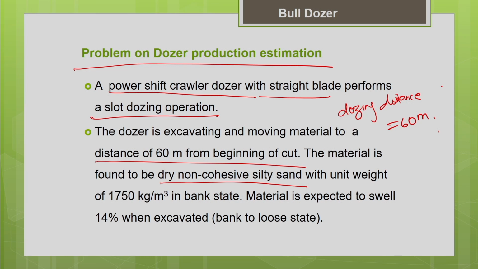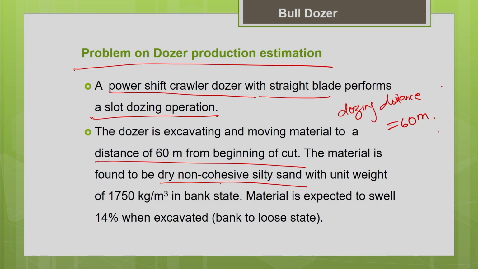The productivity of the bulldozer depends upon the type of the material. If it is cohesive material, it will be easy for the material to roll in front of the blade. In that case pushing will be easier and the blade will have a higher productivity. But in your problem, it is given as dry non-cohesive silty sand. This kind of material will behave like a dead material. It won't roll properly in front of the blade. So its productivity is likely to be low, that you have to note.